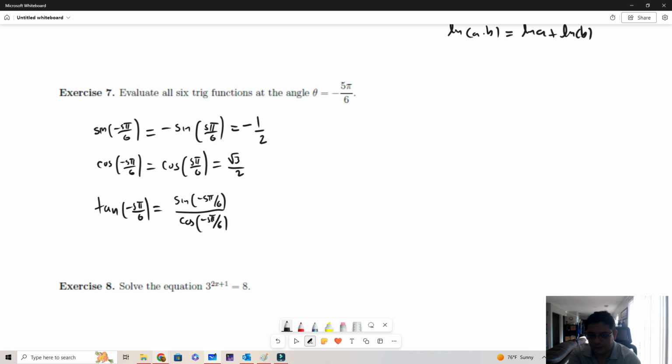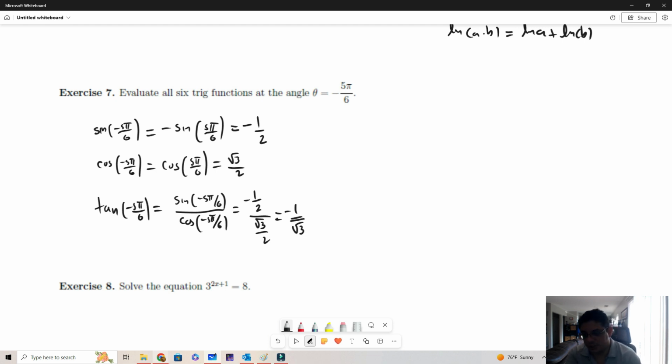So once you have sine and cosine, you have everything. And this is minus 1/2. And this is the square root of 3 over 2. And so you can cancel this out. And this is minus 1 over square root of 3.